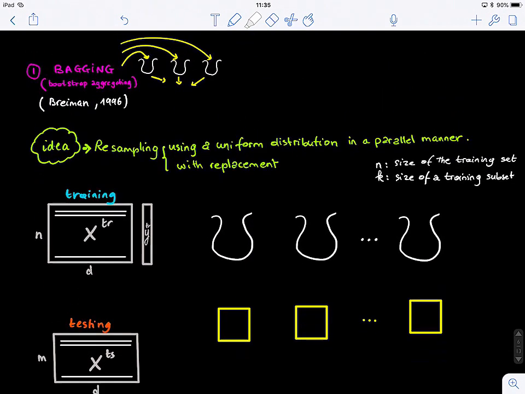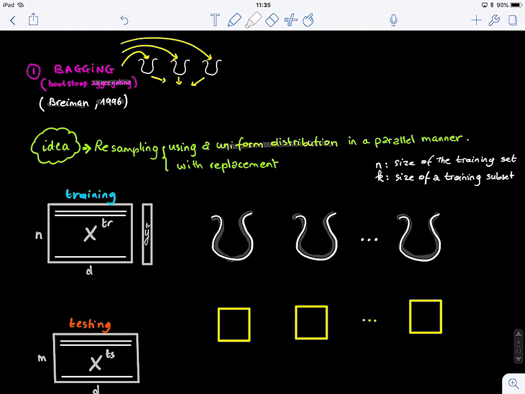The bagging algorithm, or the bootstrap aggregating algorithm, was designed by Breiman in 1996. The basic idea is to create different bags or different subsets. Each bag will have a subset of samples. We randomly select different samples from the original data using a uniform distribution, a uniform probability, and all are selected in a parallel manner, which means all these models can be trained independently in a parallelized way.